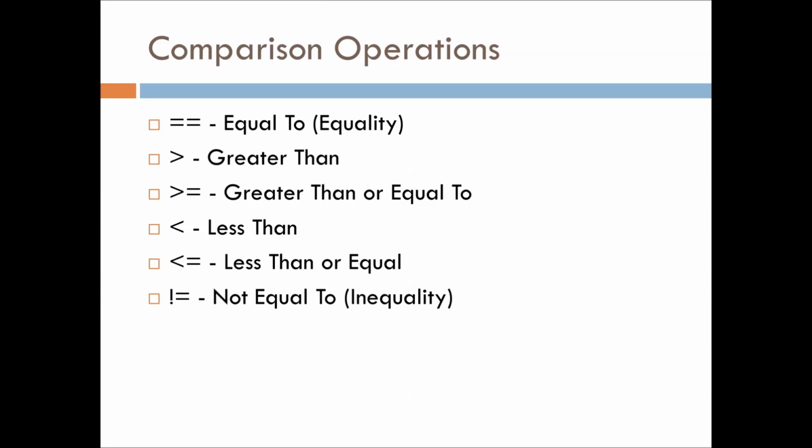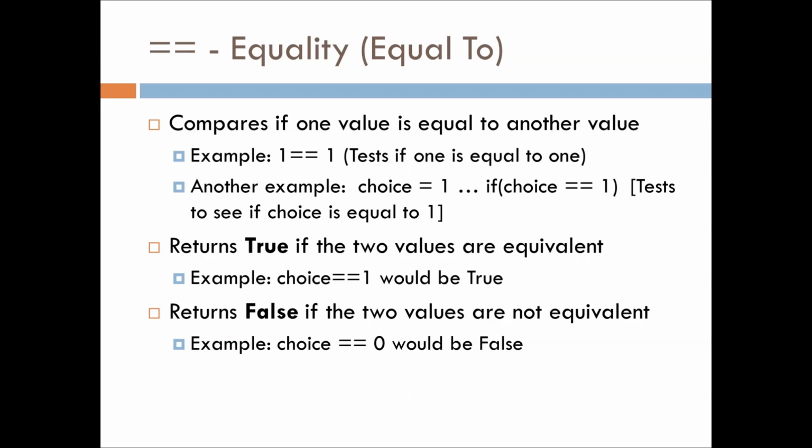So, our comparison operations: we have equal to, greater than or equal to, less than or equal to, or not equal to. So, equality, or equal to, in this case, you compare if one value is equal to another value. Example, 1 equals 1 in the equality test, and this will equate out to be true since 1 is 1. Another example, we have a variable named choice that's assigned 1, and then we're checking in this if statement, which I'll cover later in this episode, if the choice is 1, and it's comparing right there at that double equals. If choice is equal to 1, which it will come out to true.